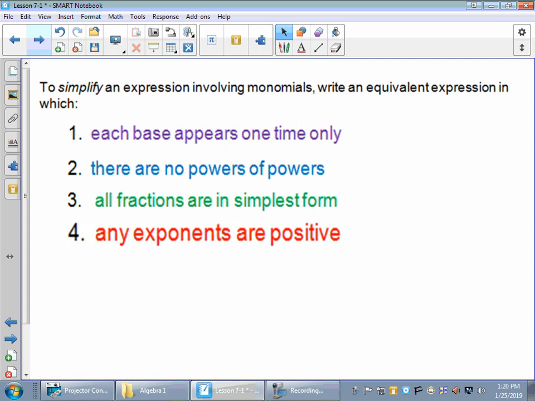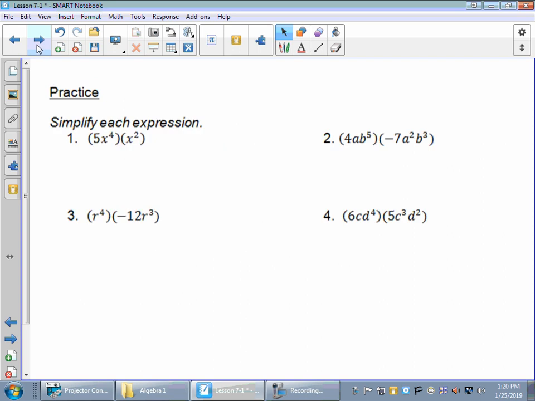But we'll talk more about fractions coming up. And then negative exponents we'll talk about in the next section as well. But we want to make sure they're all positive. That's our rule. Okay? So let's do a couple of these.